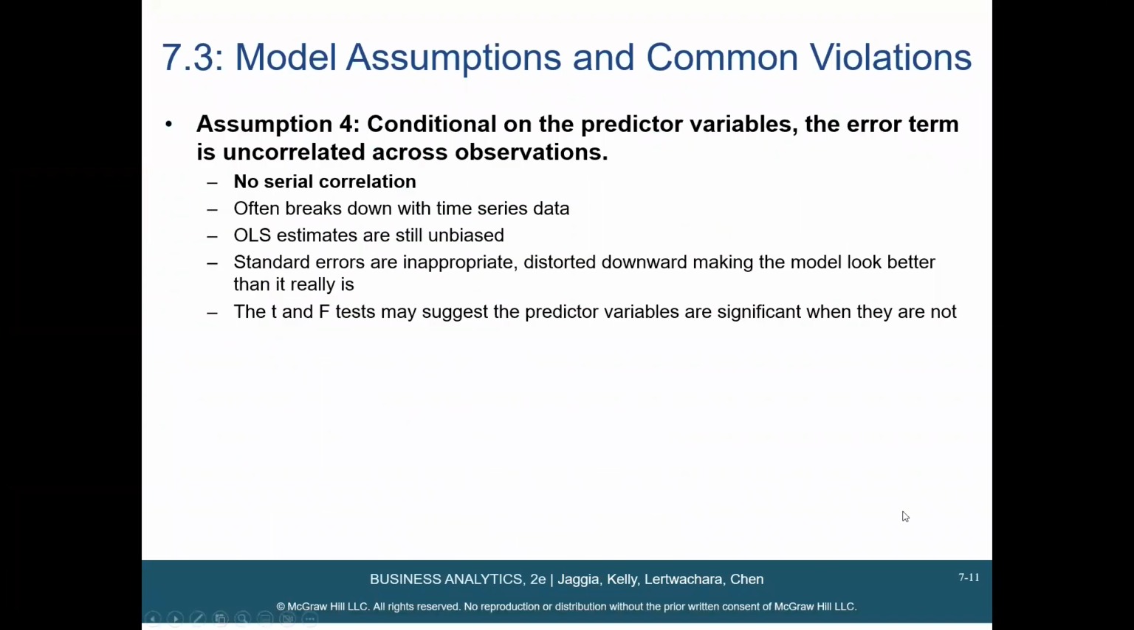The next modeling assumption, assumption 4, is that the error term should be uncorrelated across observations. And again, this is the kind of thing you see in the residual plots. This can break down with time series data. You still get estimates of the coefficients that are unbiased, so you can trust the slope coefficients.